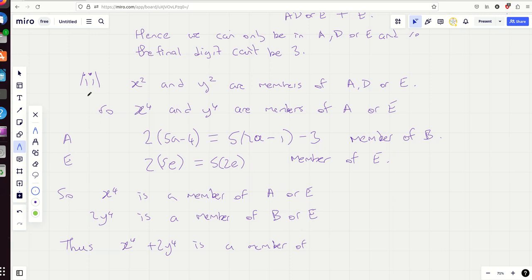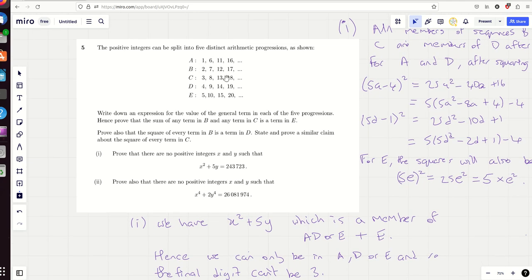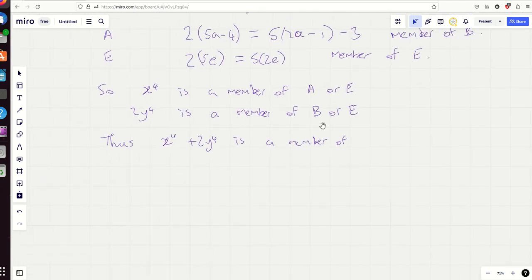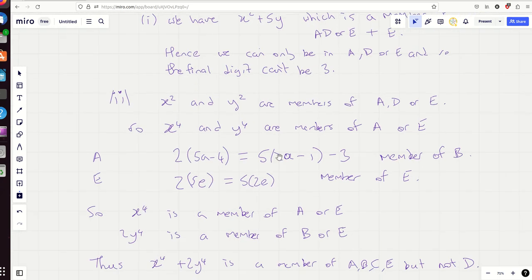If you do an A plus B, you're always going to be in C, aren't you? 1 plus 2 is 3, 6 plus 7 is 13, 11 plus 12 is 23. It would be trivially true to prove it like all the other ones were proved. So A plus B, you're going to be in C. But if you did A plus E, you'd still be in A. If you did E plus B, you'd be in B. And if you did E plus E, you'd be in E. But you definitely can't be in D. And therefore, the final digit cannot be a 4, because the final digit being 4 is a member of D.